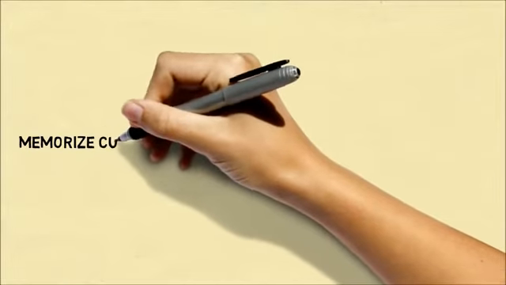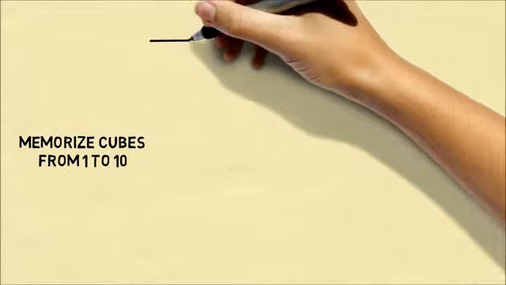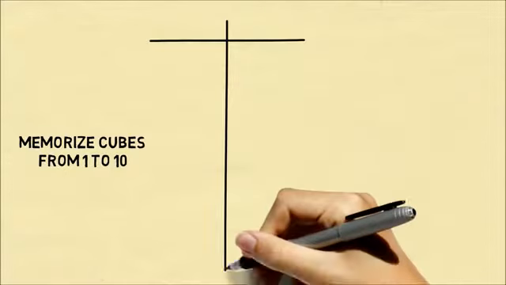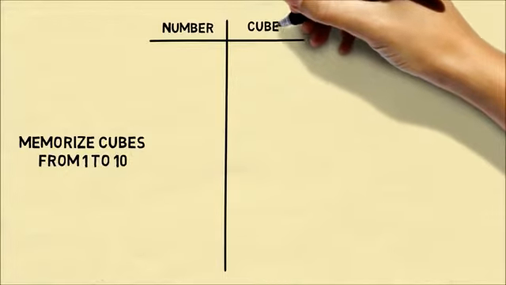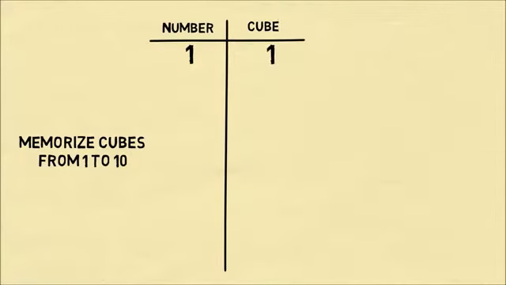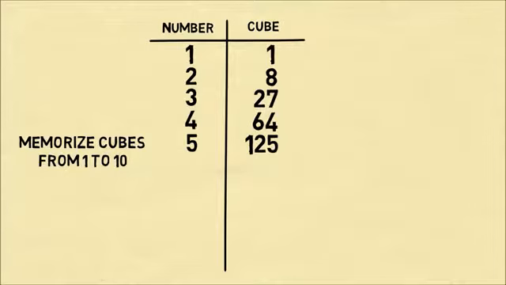So to do the trick, you first have to memorize the cubes of each number from 1 to 10. The cube of a number is the number multiplied by itself 3 times. So the cube of 1 is still 1. The cube of 2 is 8. The cube of 3 is 27. And I'm going to keep writing the cubes of each number.